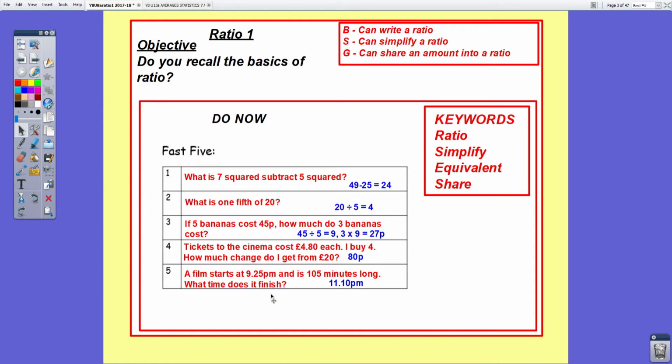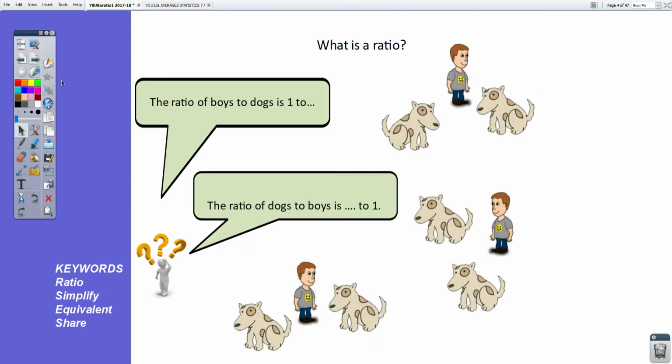So for every £5 you'd have got 20p: 5, 10, 15, 20, 4 lots of £5, 20, 40, 60, 80, 80p change. And question 5, a film starts at 9:25 p.m. and is 105 minutes long. That's 1 hour 45. Add that on to 9:25 p.m. and you end up at 11:10 p.m. Okay, let's move on to the main bulk of today's lesson on ratio.